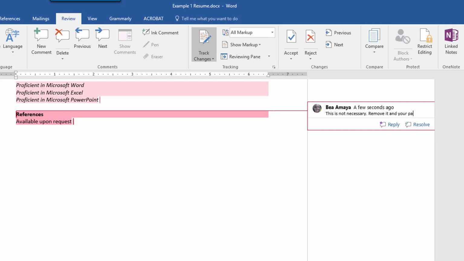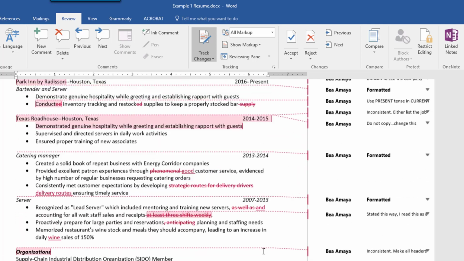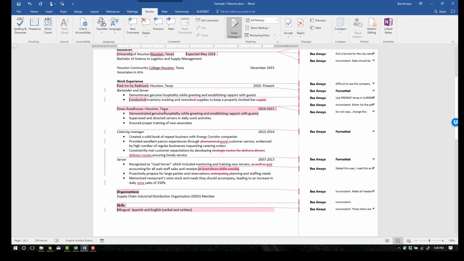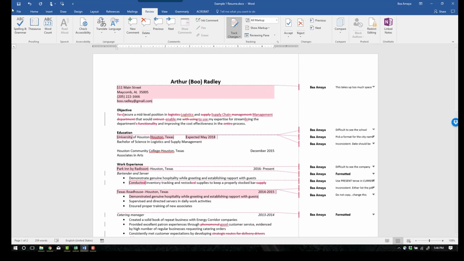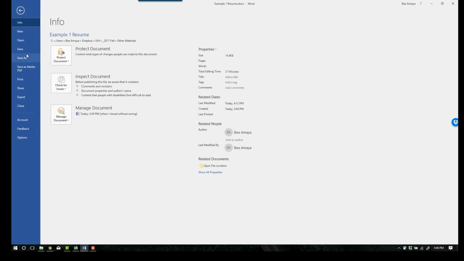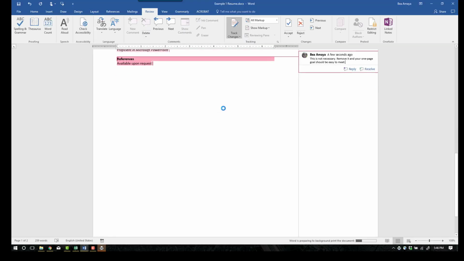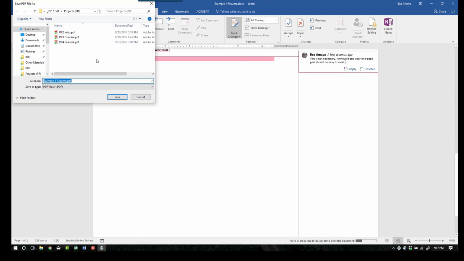And your page, how about your 1-page goal should be easy to meet. All right. So I have just graded this person's paper, or I've actually marked it up. So the next thing I will do, if I'm going to send this to you, I go here and I print it as a PDF. And that's because I want you to see all of those markups.